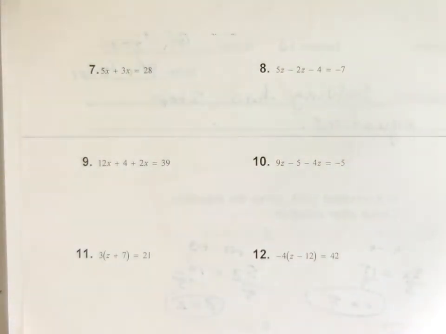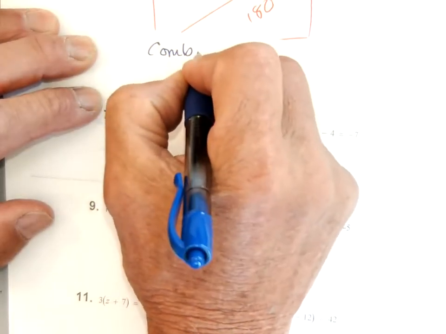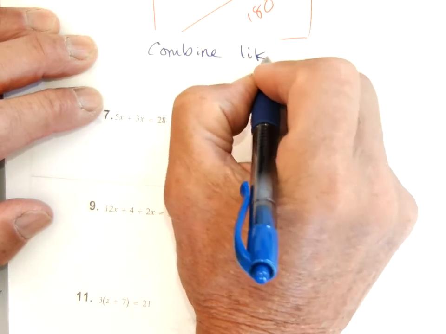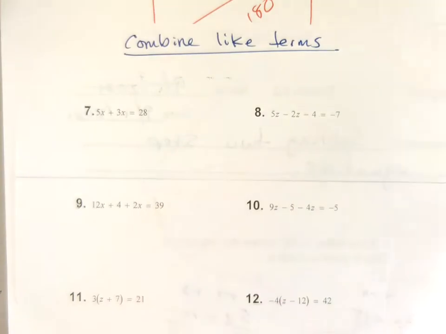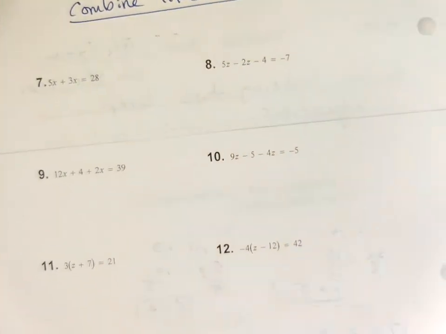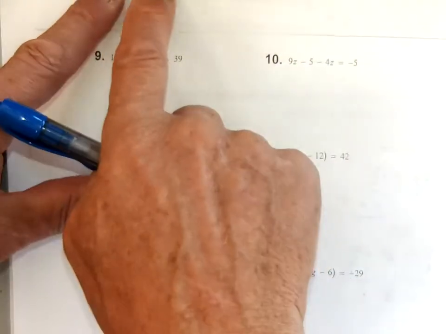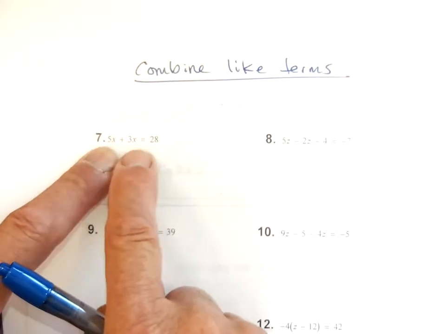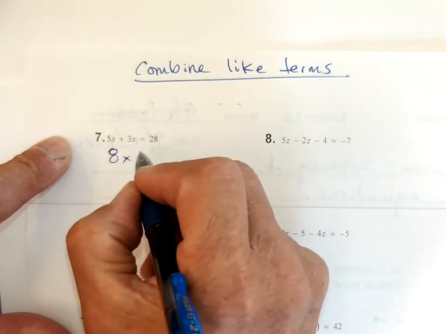Okay. So with 7, I'm gonna use the words tidy it up, but really we're gonna combine. Write it down, combine like terms, okay? It's a math word, combine like terms. So if I'm gonna combine like terms, I'm gonna look at it and say, okay, I've got a 5x and a 3x. Together they make an 8x, don't they?